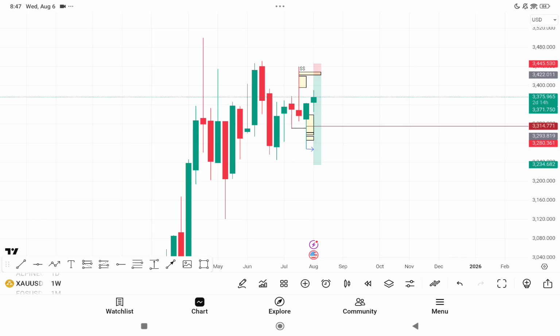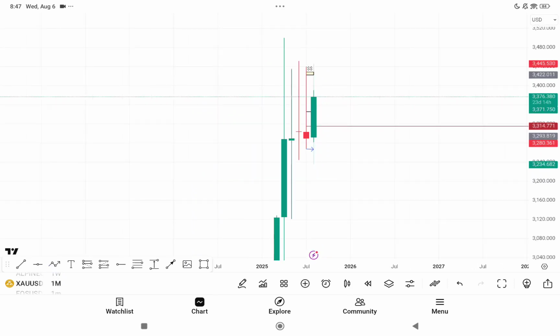Today we're going to be talking about gold and looking at the gold chart. Another name for it is XAUUSD. So we're going to be looking at the 1 month time frame. Of course, top down analysis is one way we look at trading, right?